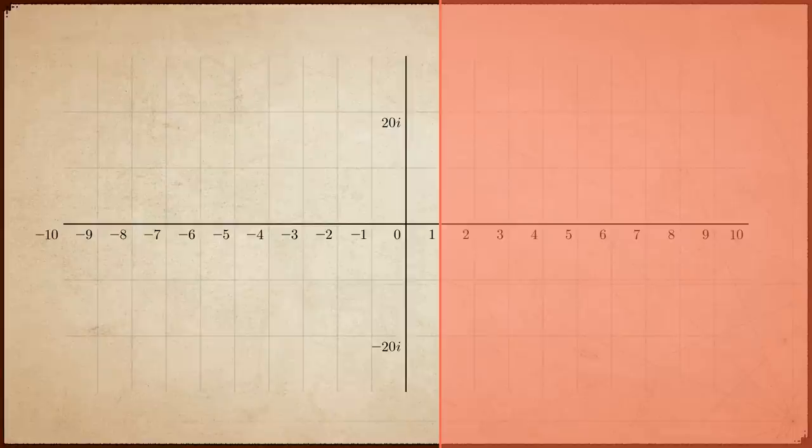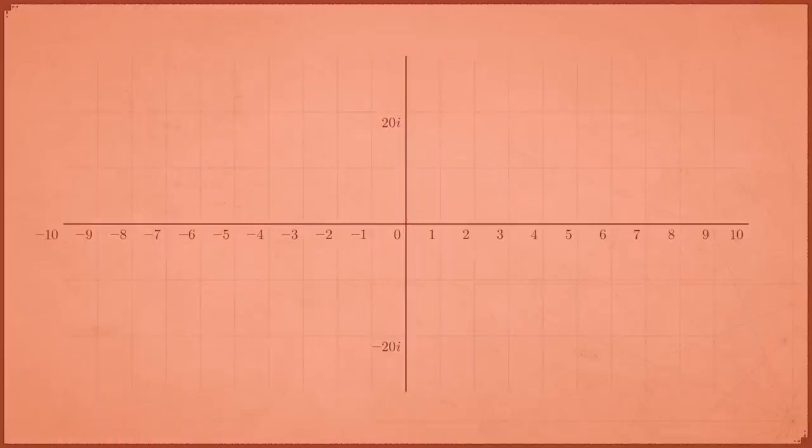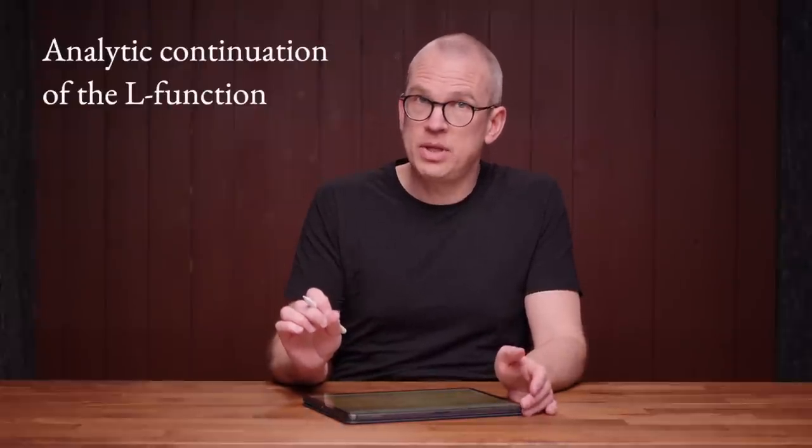Before we can even talk about the Riemann hypothesis, we need to extend the function so that it's defined in the entire complex plane, except possibly for some isolated points where it may go off to infinity. Such an extension to the complex plane is called an analytic continuation of the L function. For many L functions, it's known that an analytic continuation exists. In particular, if you can prove that a given L function comes from an automorphic object, then it's a theorem that it has an analytic continuation.